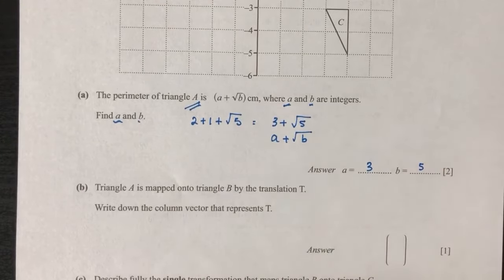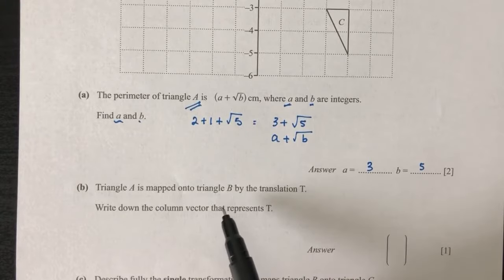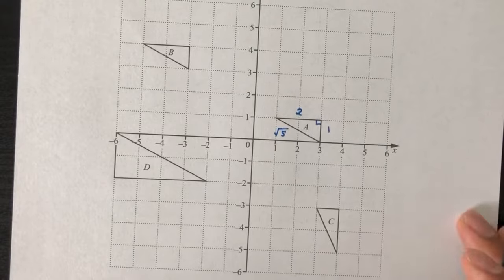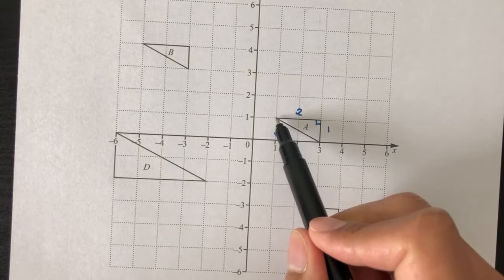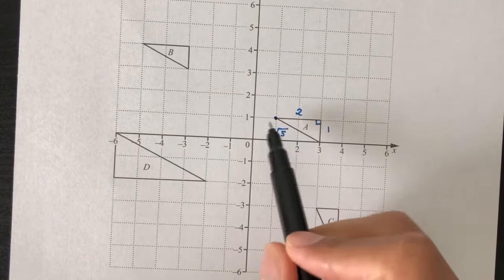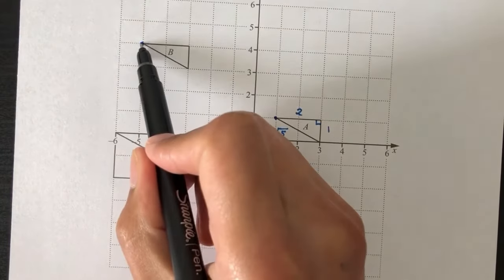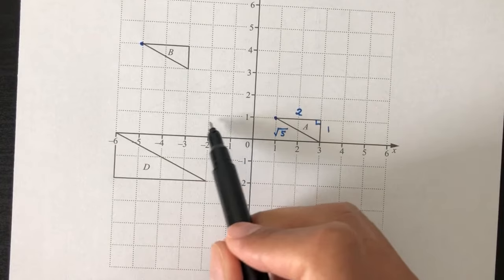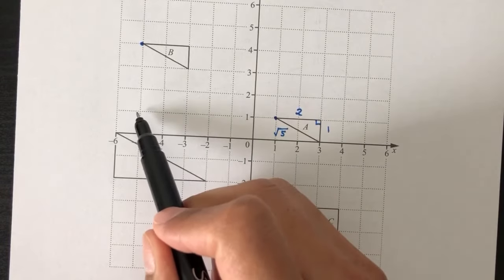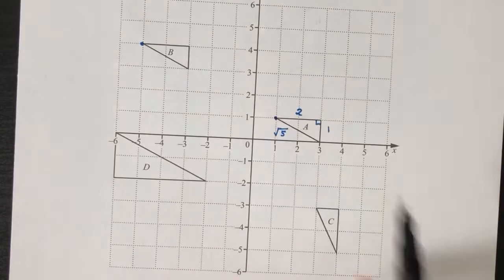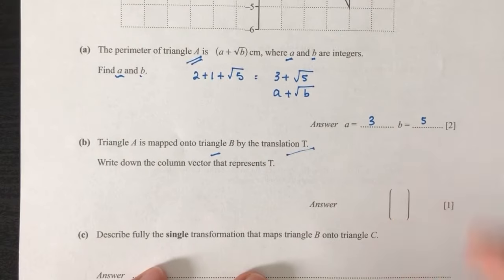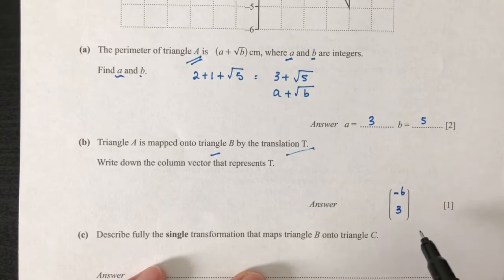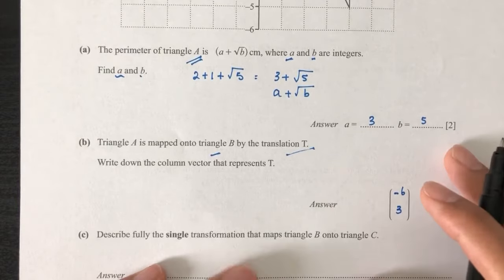Now part B: triangle A is mapped onto triangle B by translation T. Very easy. Let's find the corresponding point. This is the point, and you move to this point. So how can you move from here to here? You have to move 1, 2, 3, 4, 5, 6, and then 1, 2, 3. So move 6 to the left, minus 6, and 3 to the top. That will be the translation vector.